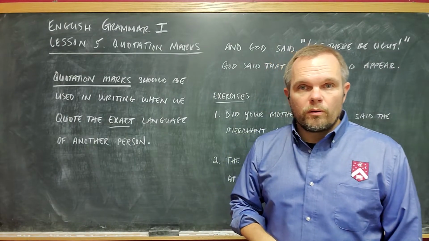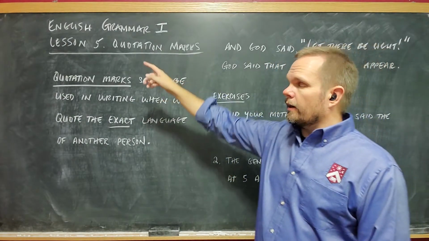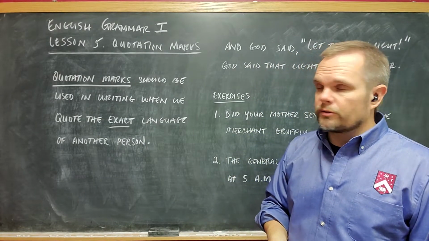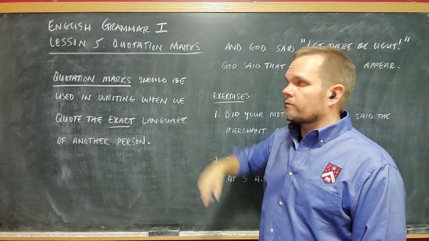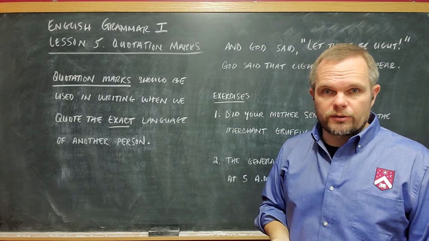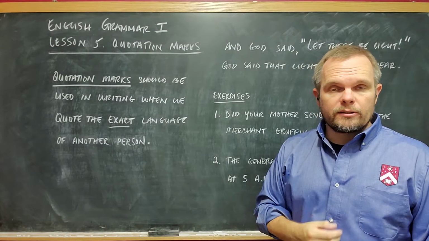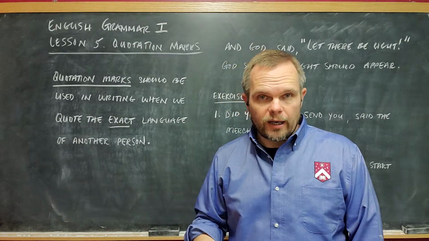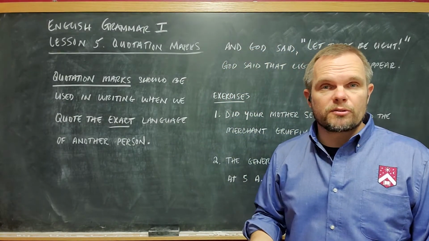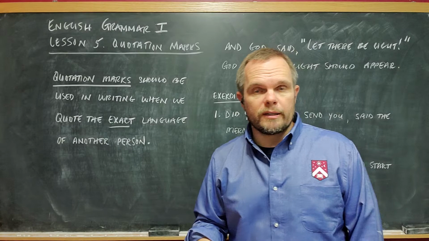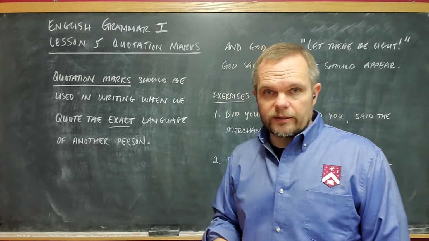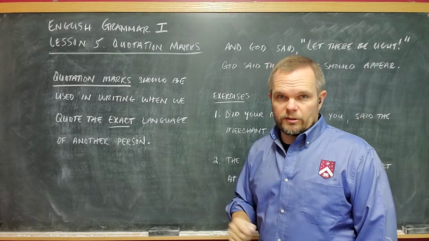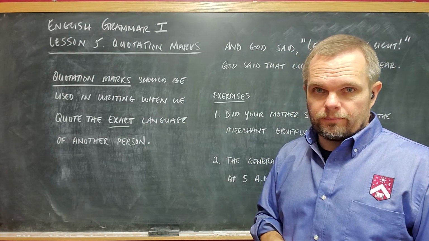In this video, we're going to study Lesson 5 in the Classical Liberal Arts Academy's English Grammar 1 course, and the subject of Lesson 5 is quotation marks. In our last two lessons, we learned about the sentence and the 4 different kinds of sentences, and then we did some exercises to practice writing the different kinds of sentences. In this lesson, we're going to learn something else about sentences, the use of quotation marks.